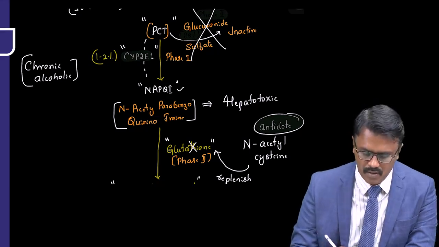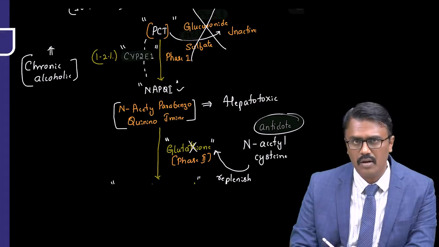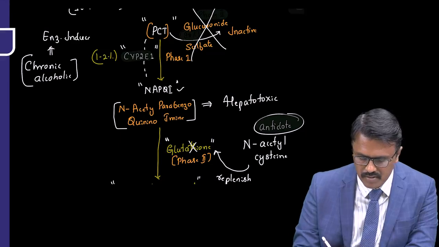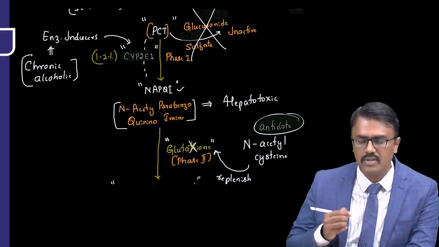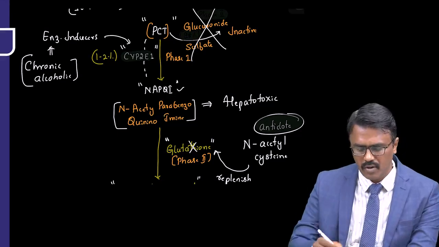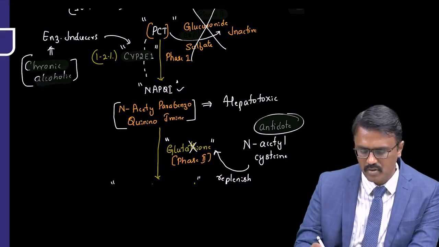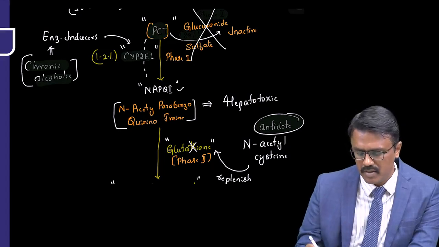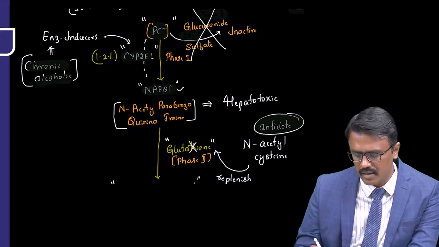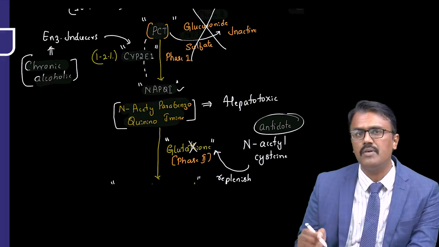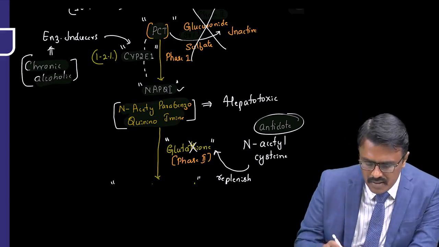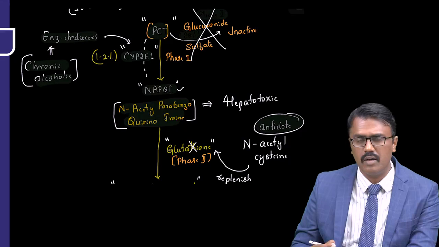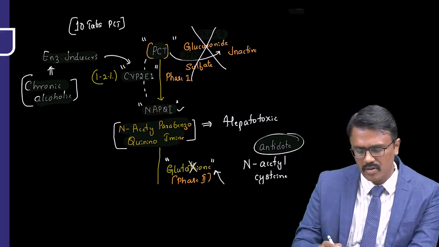But one more problem with chronic alcoholics, as I told you, is that they are enzyme inducers. They can increase the activity of cytochrome 2E1. So if a chronic alcoholic takes a higher dose of paracetamol, the toxicity is more in him compared to a normal individual, because paracetamol is converted to NAPQI and the toxic metabolite is generated faster in him compared to normal people. So that is the importance of understanding induction here. Chronic alcoholics are going to suffer more compared to a normal individual if there is paracetamol toxicity.